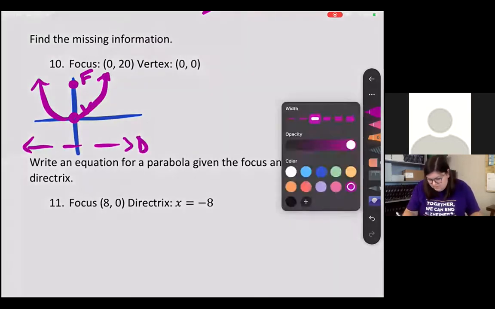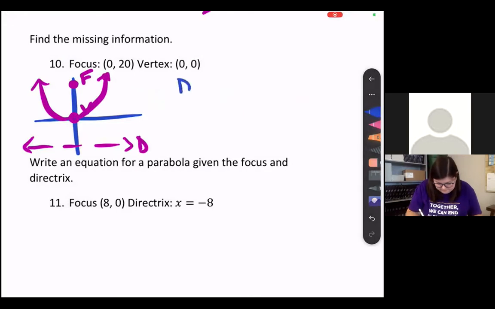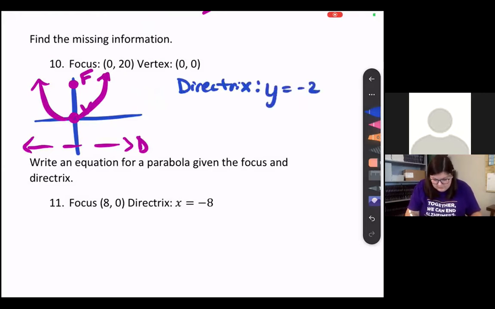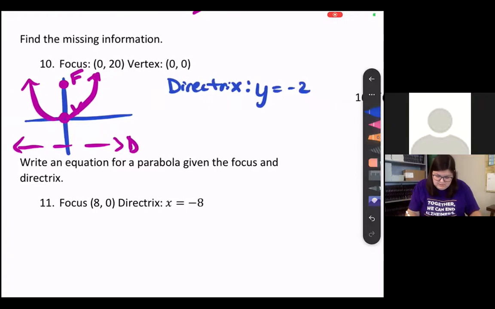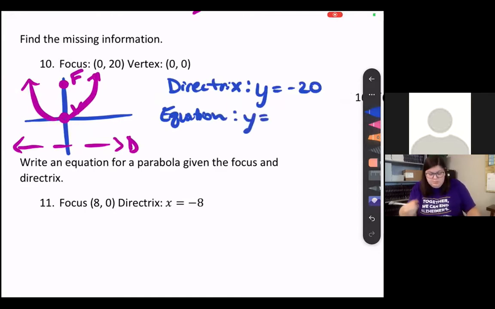Okay, so my directrix, it is horizontal. So horizontal is y equals. So y is equal to negative 20 because it has to be the same distance from the focus to the directrix. Then for my equation, that's going to be y equals, because it's opening up, it's going to be positive. Remember, it's 1 over 4 times the focal length. Our focal length here is 20 because that's the distance from the focus to the vertex.